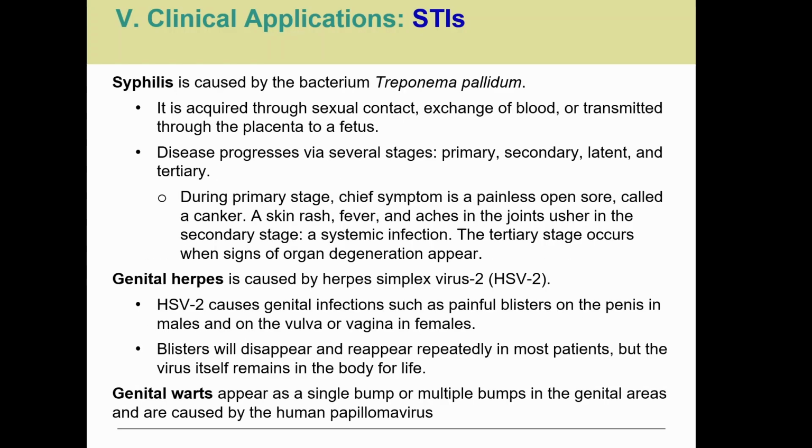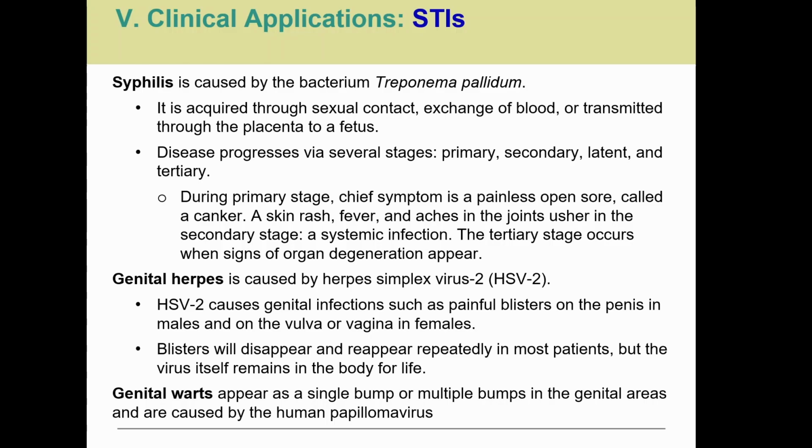Syphilis is another bacterial one caused by Treponema pallidum. This is a really old disease. We've known about syphilis for a long time. It can be through sexual contact, but also the exchange of blood from mom to fetus. It is a weirder disease, though, because of several stages, including primary, secondary, latent, and tertiary.